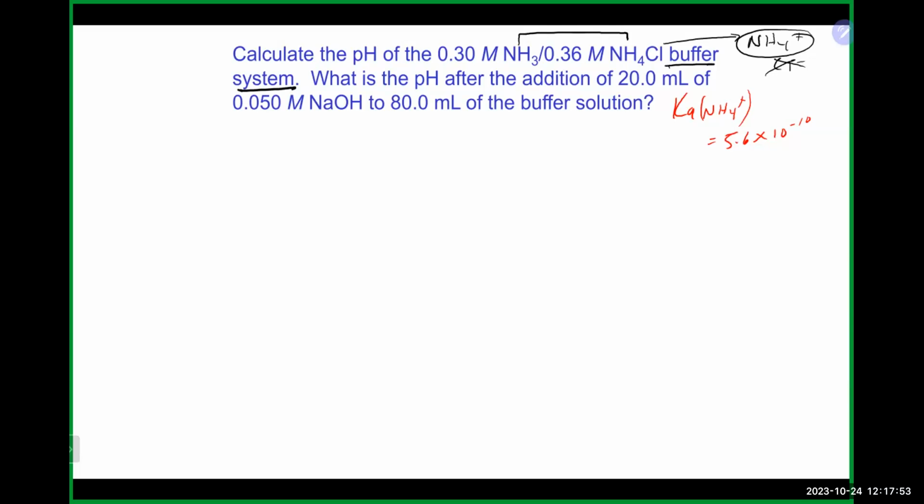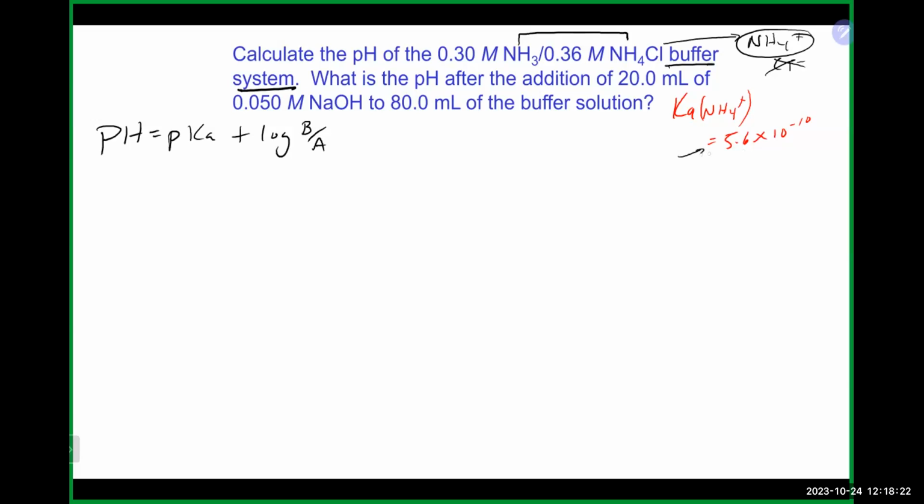But it is that NH4 plus and that NH3, which is really our weak base. And actually the NH4 plus is our conjugate acid in this case. That's going to make up the buffer. Since it is a buffer and we want the pH before and after we do any type of addition, we can go directly into the Henderson-Hasselbalch equation. The pH here is our pKa plus the log of the base over the acid.